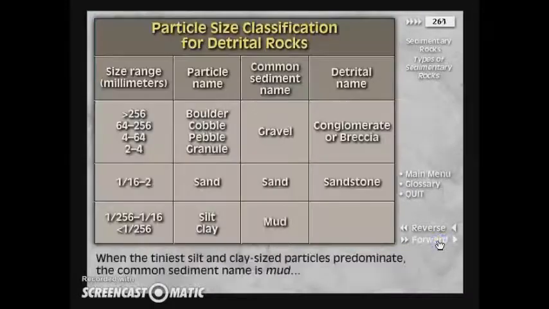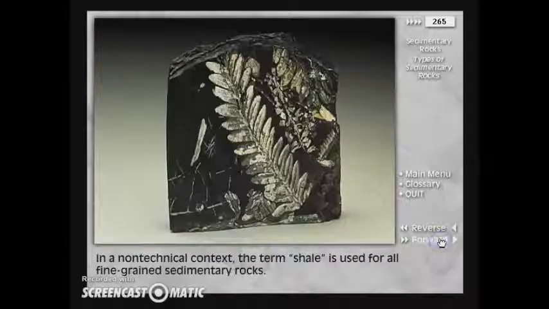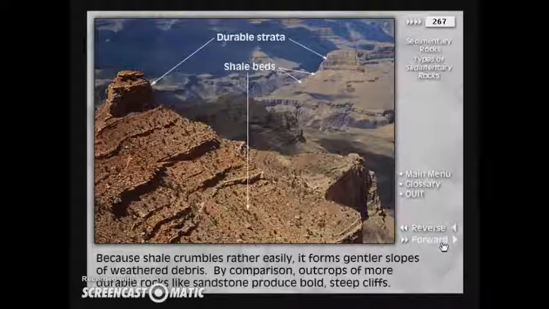When the tiniest silt and clay-sized particles predominate, the common sediment name is mud. And shale or mudstone is the name given the rock. In a non-technical context, the term shale is used for all fine-grained sedimentary rocks. Because shale crumbles rather easily, it forms gentler slopes of weathered debris. By comparison, outcrops of more durable rocks, like sandstone, produce bold, steep cliffs.